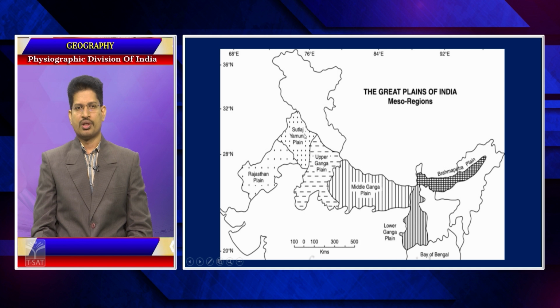So, here the Yamuna plains and the Rajasthan plains, there is a division made by the Aravallis to the west and east of the Ganga plains.